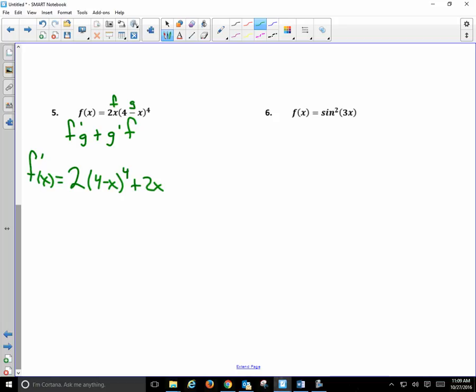Derivative of 4 minus x to the 4th will be the use of the chain rule. What's the inside? 4 minus x. Outside: u to the 4th. Derivative of u to the 4th, 4u cubed. And derivative of 4 minus x? Negative 1. I multiply them. I get negative 4 times 4 minus x to the 3rd power.